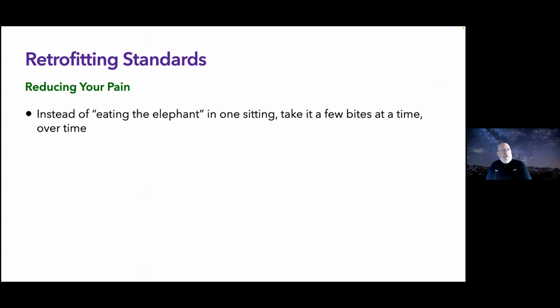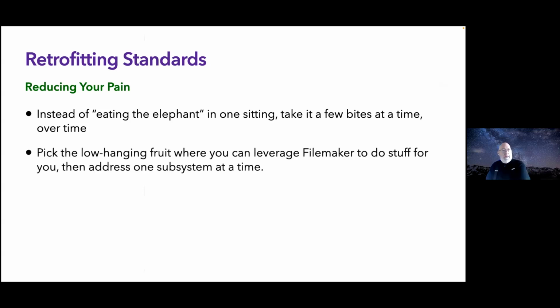So one way that we do, and one I recommend, is take it a bite at a time, just like eating any other elephant. Take the low-hanging fruit, pardon the mixed metaphor, where you can leverage FileMaker to do stuff for you, and then address one system at a time, subsystem at a time. So if I'm dealing with the person anchor, then I'm going to deal with the person anchor and all the buoys, and I'm going to make that standards compliant.